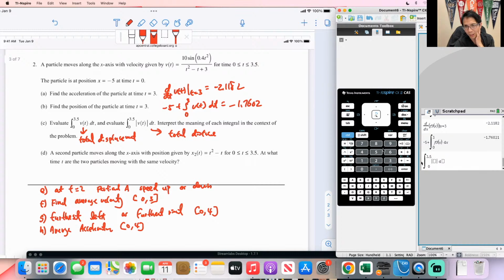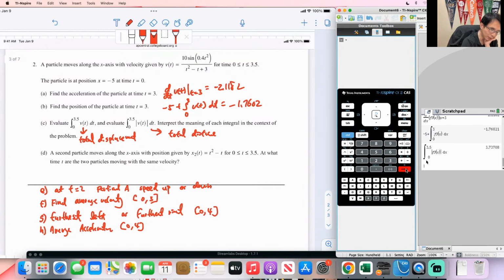Okay, do I calculate? Menu. So I will get total distance equal to 3.737. What do you guys think?